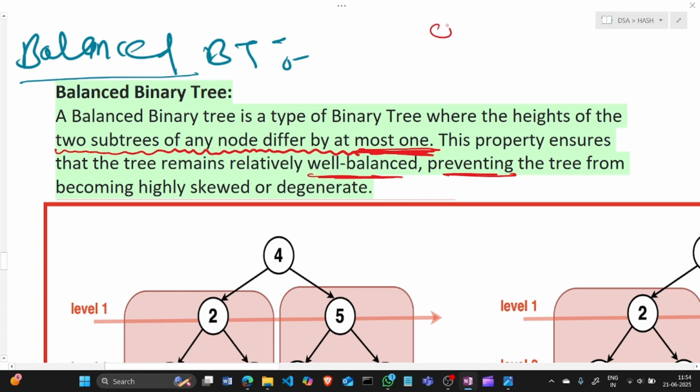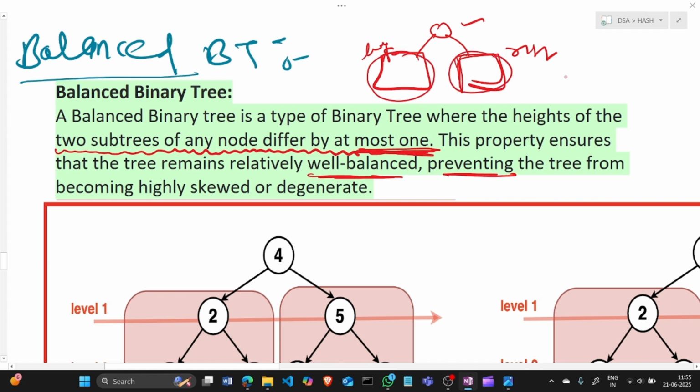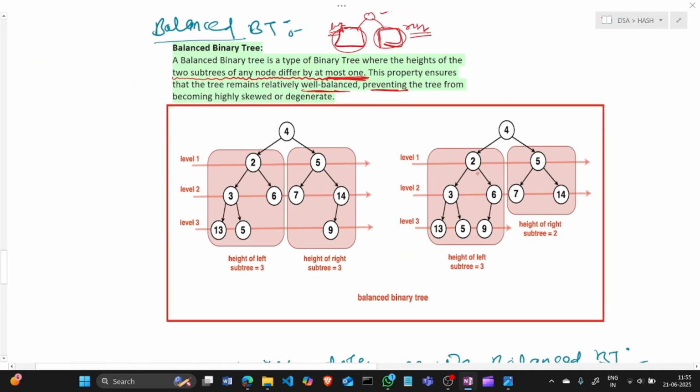So this is the root, this is a subtree, and this is a subtree. The heights of the right subtree and the left subtree differ by at most one. The difference of the heights of this and this can be at most one. Okay. Let's see the example.